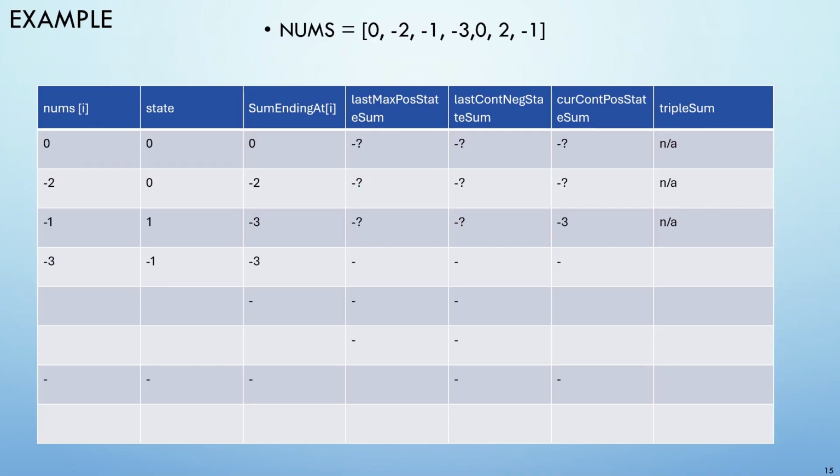which is minus 3. The last max positive state sum will be initialized as the current continuous positive state sum. So the current continuous positive state sum was minus 3. Now it will be copied to the last maximum positive state sum. The last continuous negative state sum will start from the same element. The element is minus 3, so it would be minus 3. The current continuous positive state sum will be reset because we now moved from state 1 to state minus 1. So it is no longer valid. So it will be minus infinite to represent it is not set. So the triple sum will not be calculated because we do not have all three segments available. So it will be not applicable.